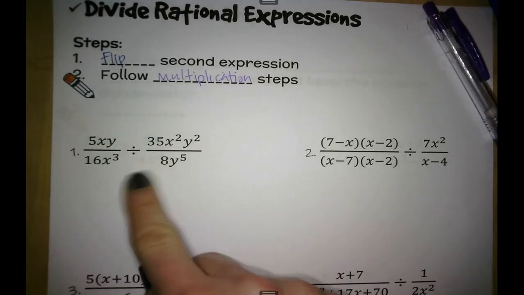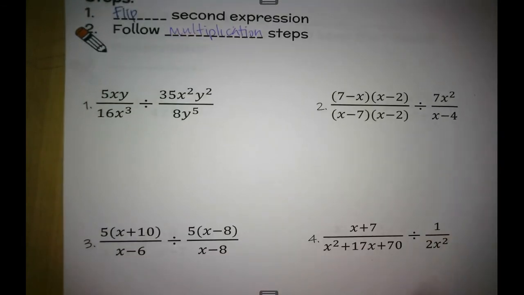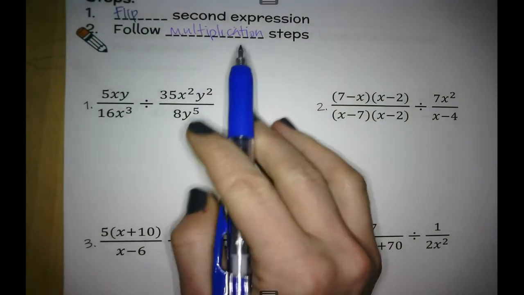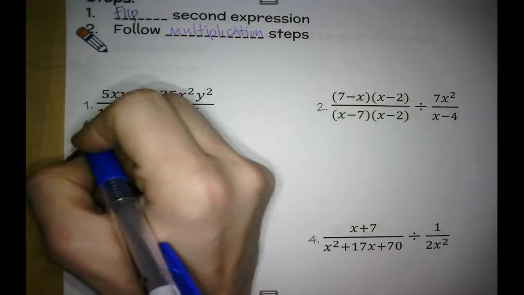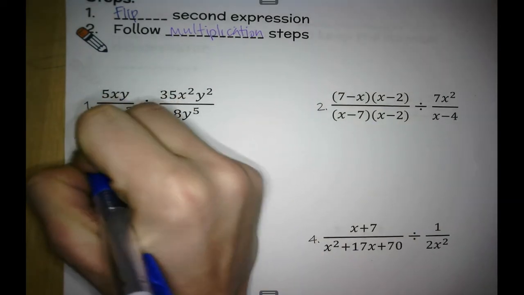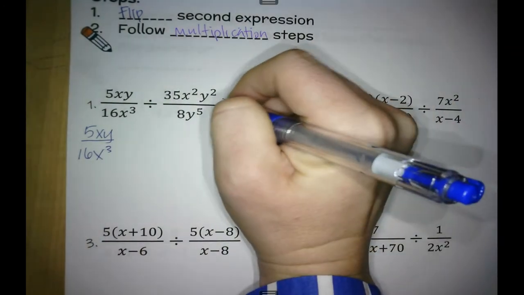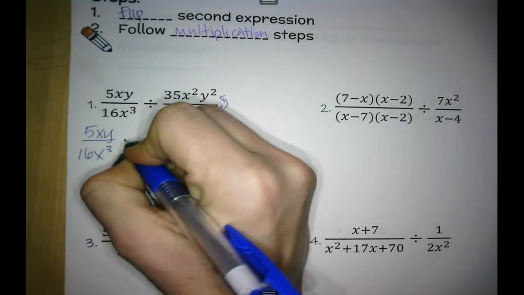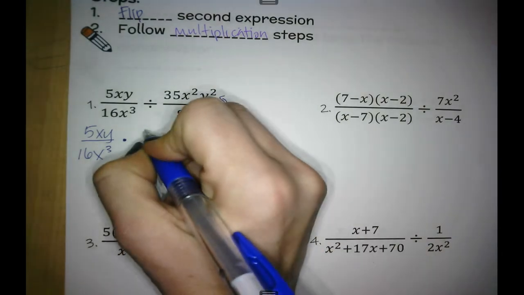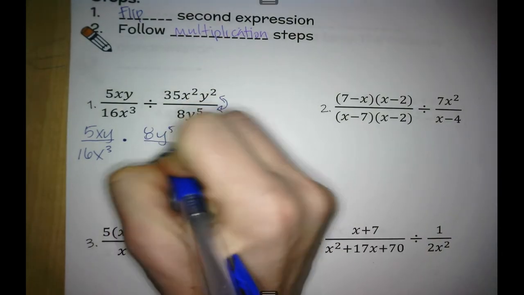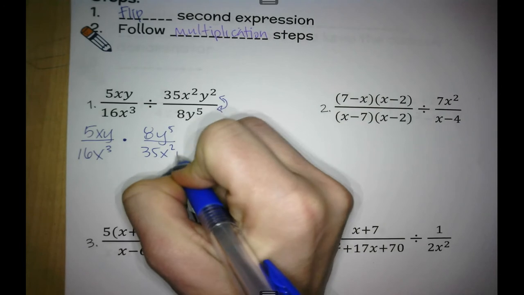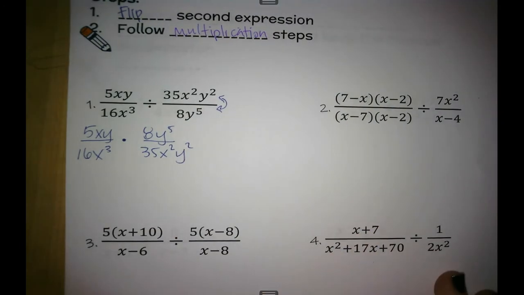These are monomials. There's nothing added or subtracted to them. So let's flip the second one. It's always the second one. So we're going to keep the first one exactly as it is. And we are going to flip this one and multiply. So 8y to the 5th, 35x squared, y squared.